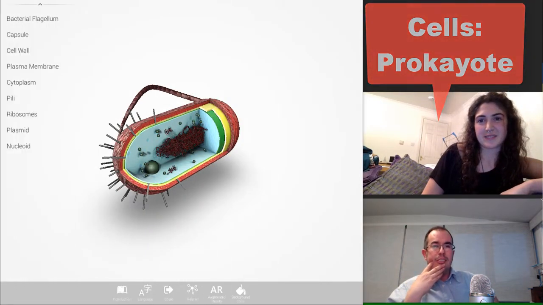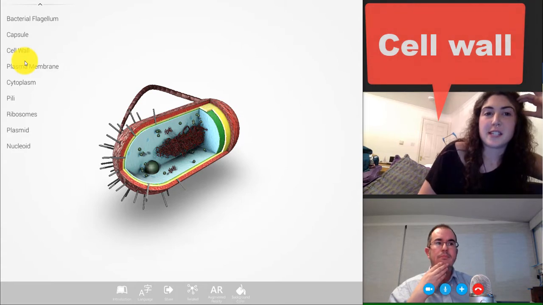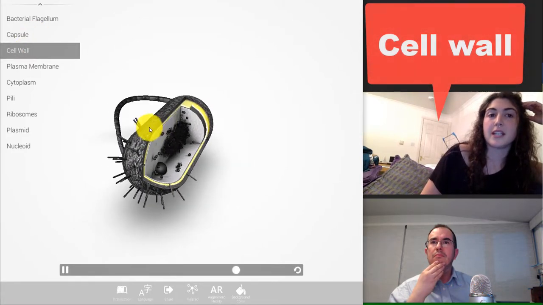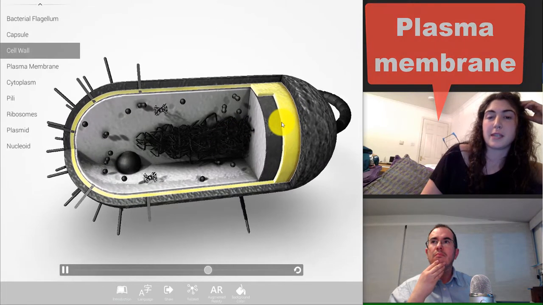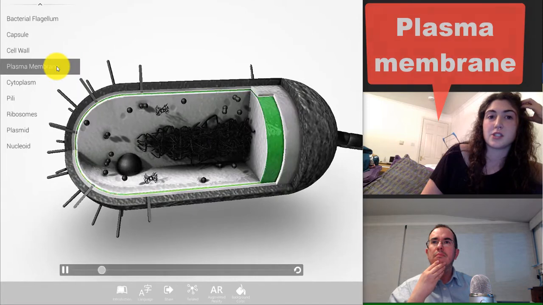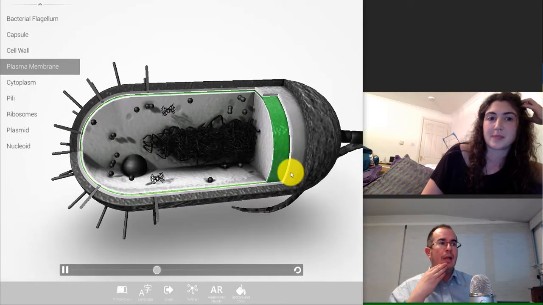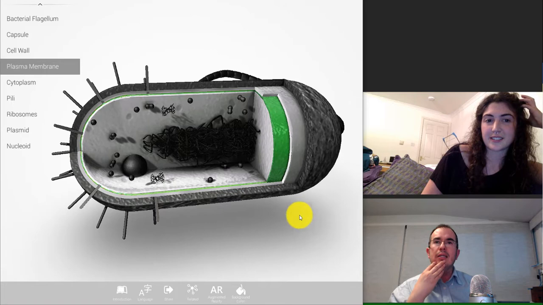Can you tell us something about the structures they have? I can indeed. They have a cell wall, an outer rigid cover which surrounds the plasma membrane and gives the bacteria its shape. And of course, like all cells, they have a plasma membrane that allows substances to be exchanged between the outside and inside of the cell. So they've got a plasma membrane as eukaryotic cells do, but also a cell wall.